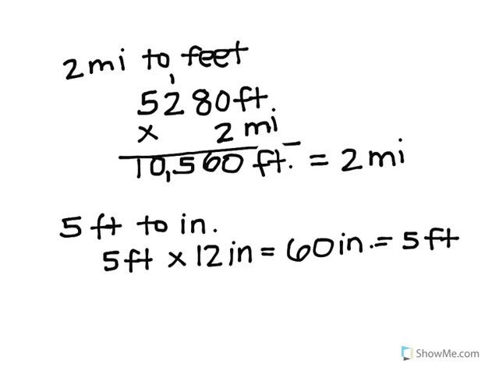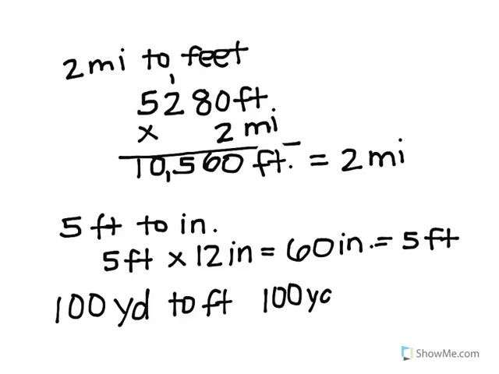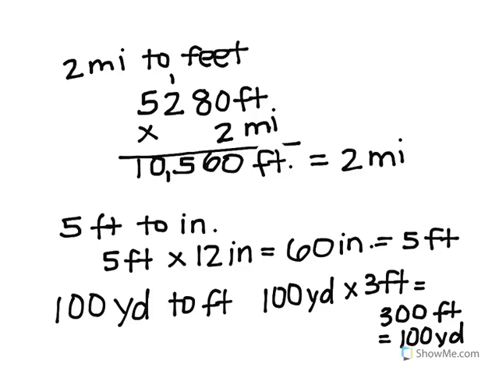All right, and one more. If I have 100 yards and I want to convert that to feet, I'm also going to multiply. I'm going to take my 100 yards and I'm going to multiply that by 3 feet, because 1 yard equals 3 feet, and that equals 300 feet, which is the equivalent of 100 yards. I'm getting towards the end here, so I'm scooting it down.